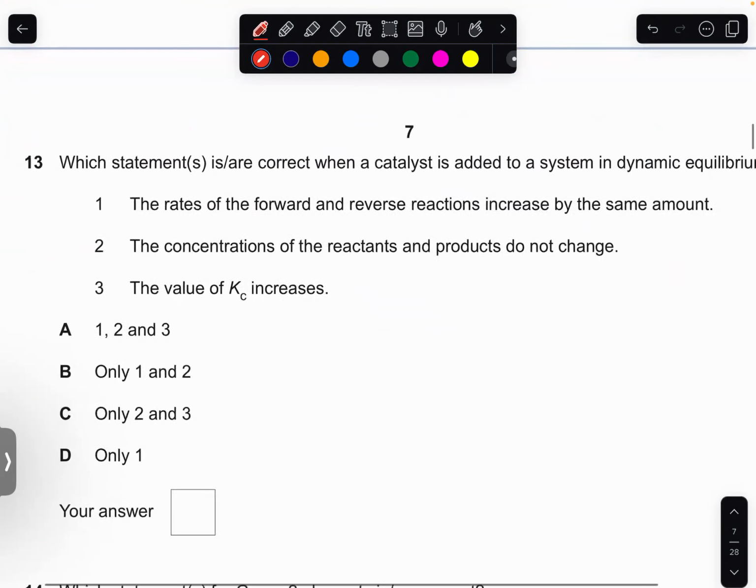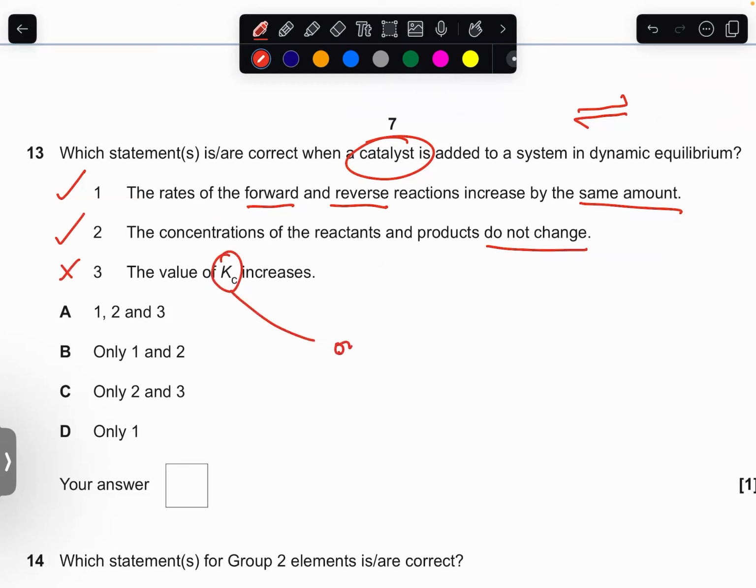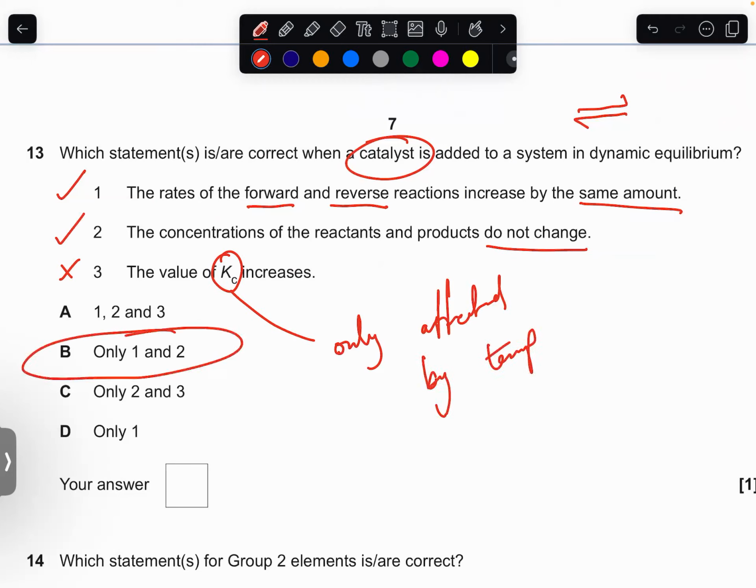Which statements are correct when the catalyst is added to a system in dynamic equilibrium? A catalyst speeds up the forward and the reverse by the same amount. That is correct. The concentrations of the reactants and products do not change. That is correct, because the equilibrium position does not shift. The value of Kc increases. No, it doesn't. Kc is only affected by temperature. So 1 and 2 only. 13B is correct.